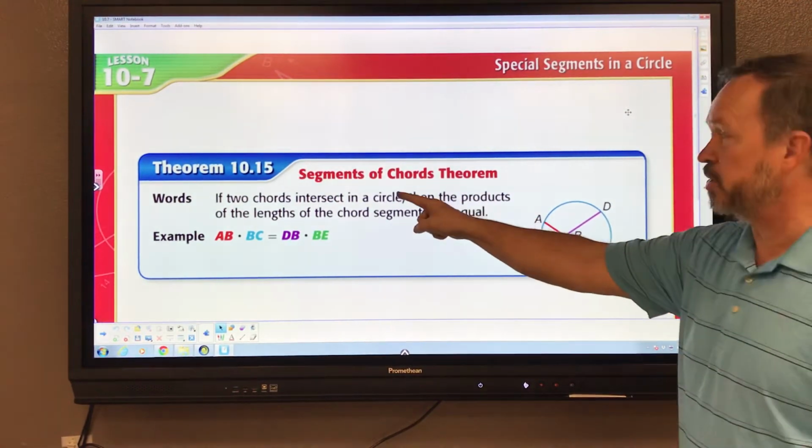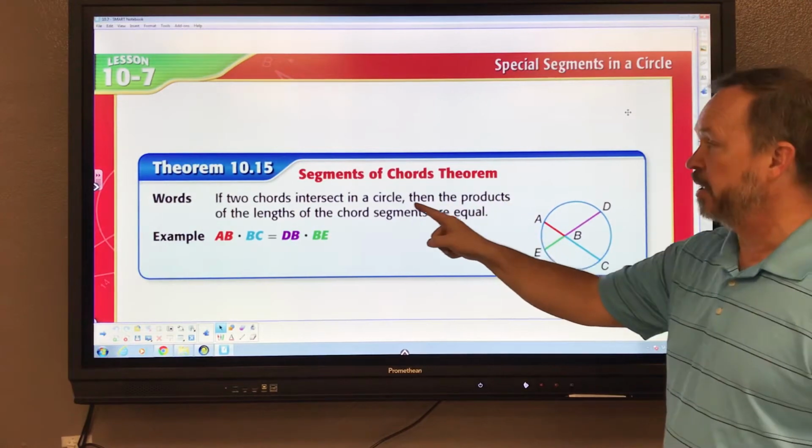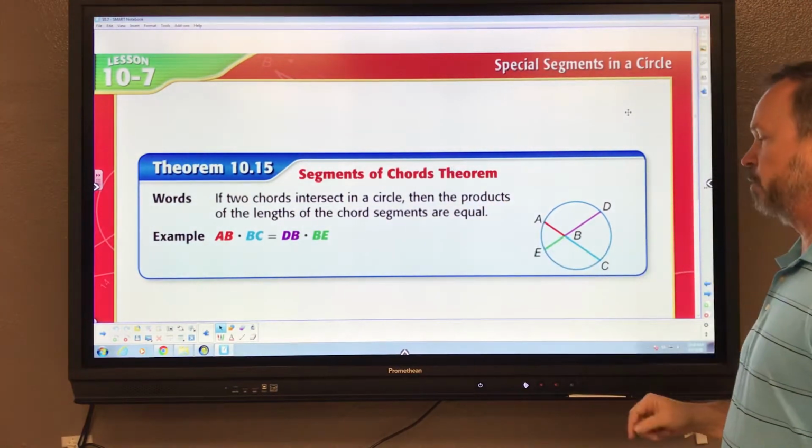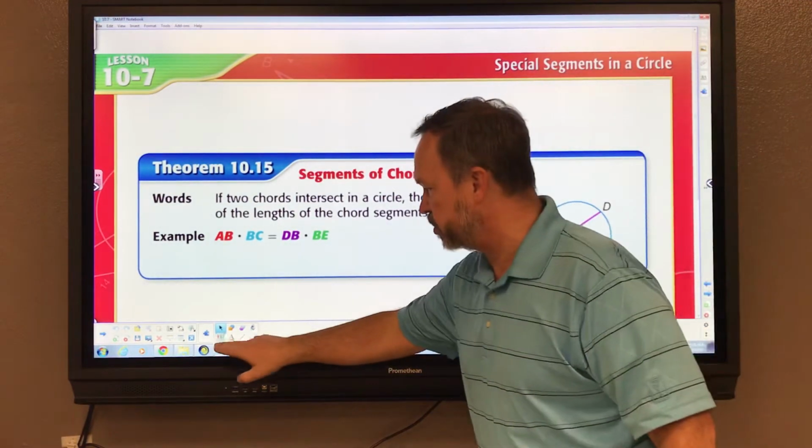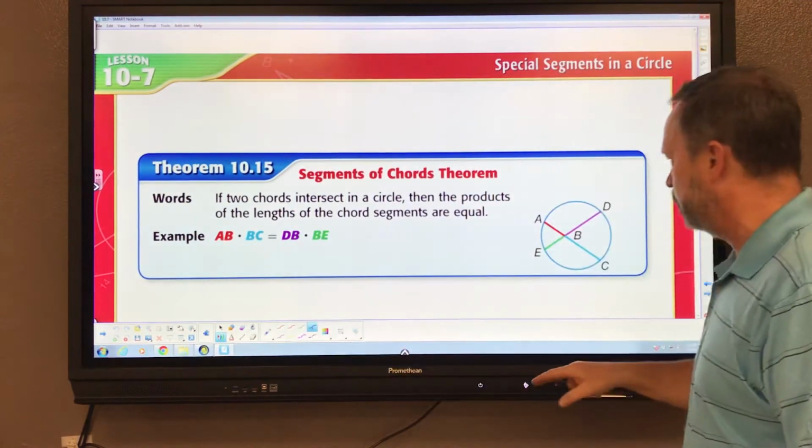It says if two chords intersect inside a circle, then the products of the lengths of the chord segments are equal. And there's a blocking point for some students here, so be careful here with what this is.